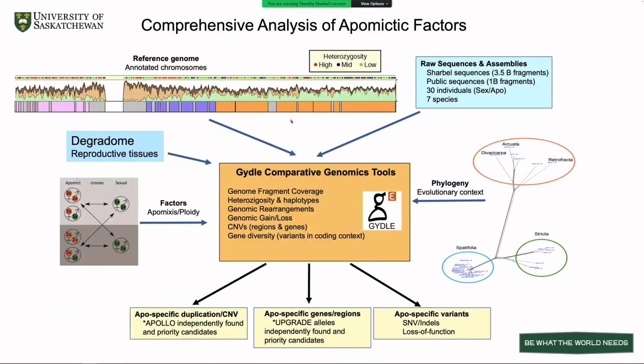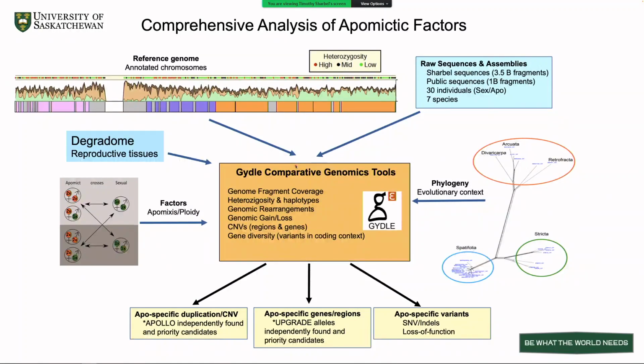And then the final slide is that Philip has taken the bioinformatics approach and is doing the work of a geneticist. We've put in 3.5 billion fragments of our own sequencing. We've combined this with public sequences. It amounts to about 30 individuals of sexual and apomictic Boechera, 7 different species. We've added degradome information to this. We've added a phylogenetic context to this, and so on and so on.